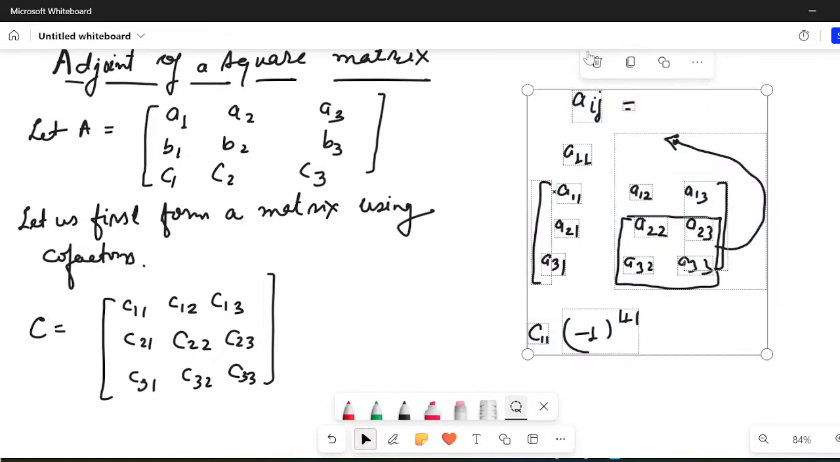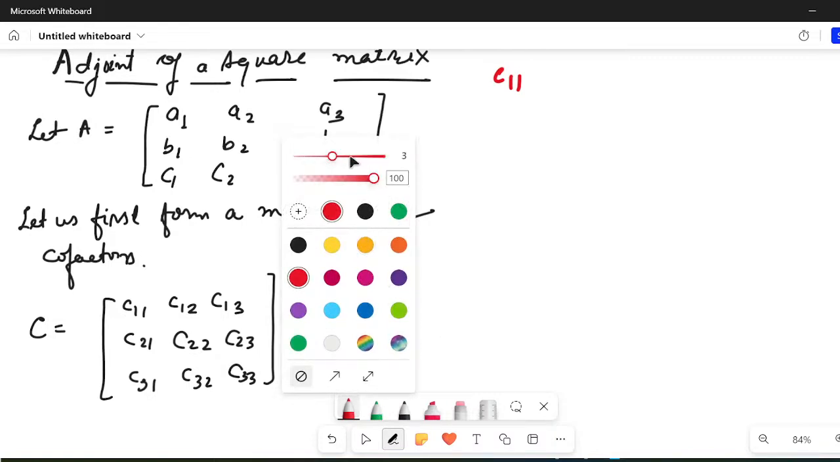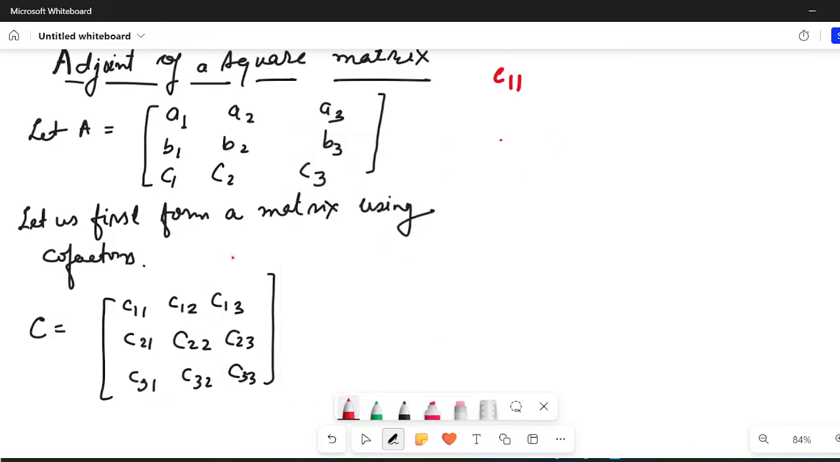Okay, and all of you know that the cofactor C11 would be what? So I'm writing it here so that even once you are revising the concepts, you'll be able to understand what C11 would be. C11 would be simply B2 C3 minus B3 C2.